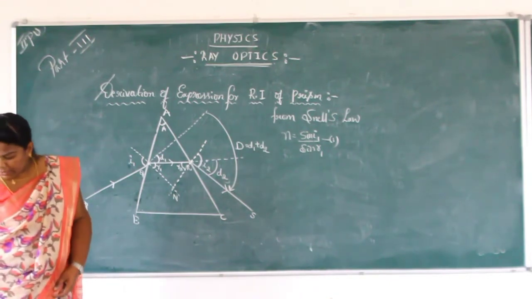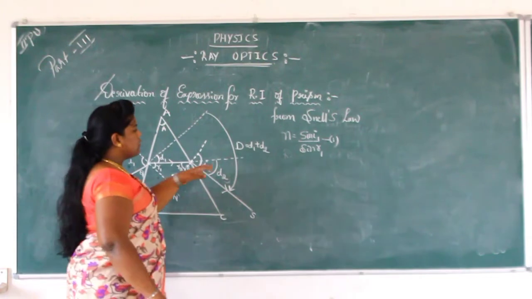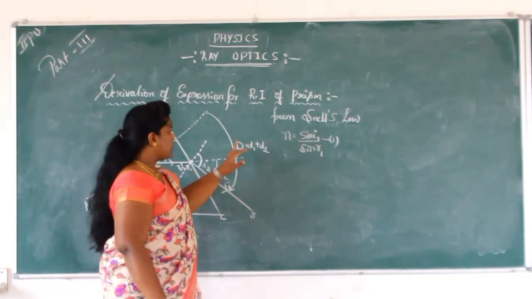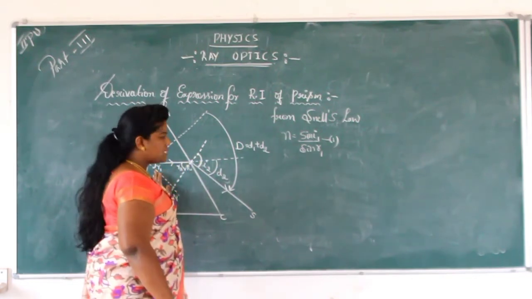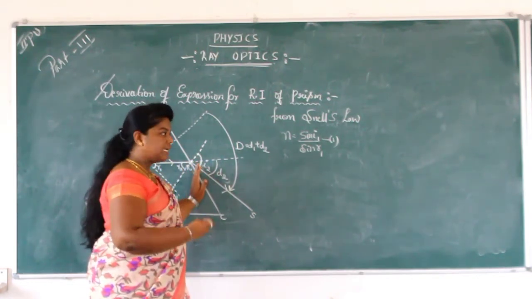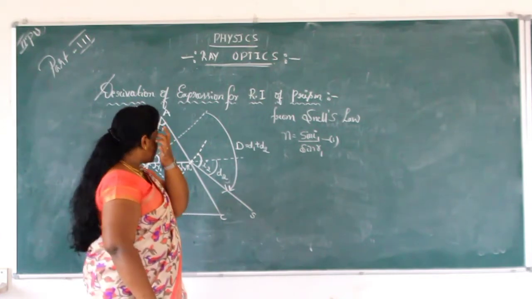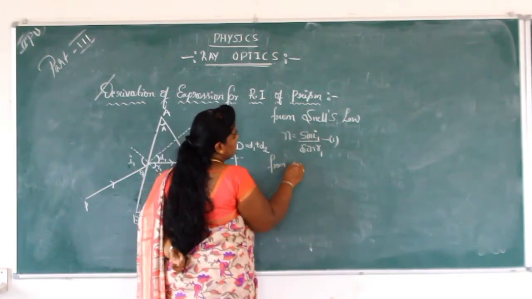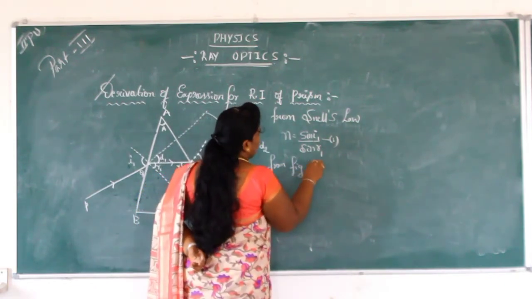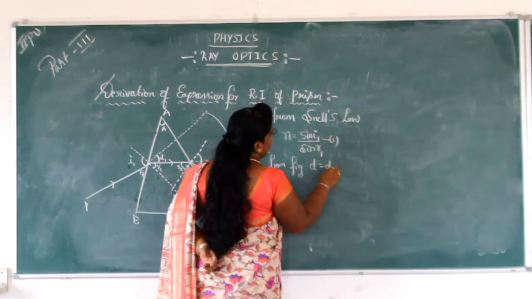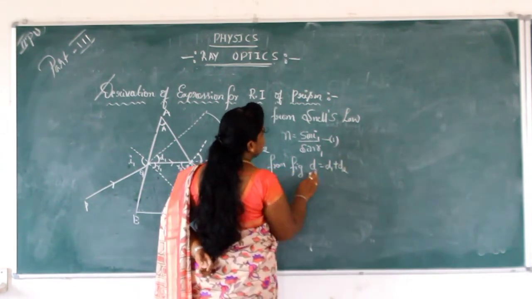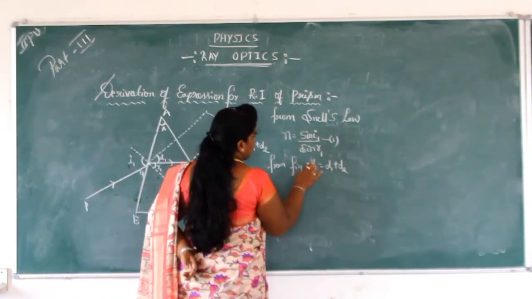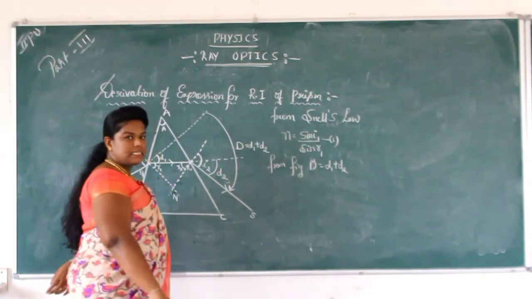Then my dear students, now I want to calculate I1 and R1 first. To calculate I1 and R1, the total deviation D can be written as the sum of the deviation produced by the first refracting surface and the deviation produced by the second refracting surface. So from the figure, you can observe that the total deviation D can be written as D1 plus D2.